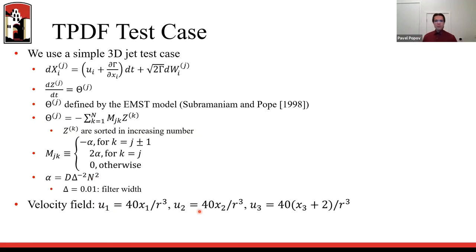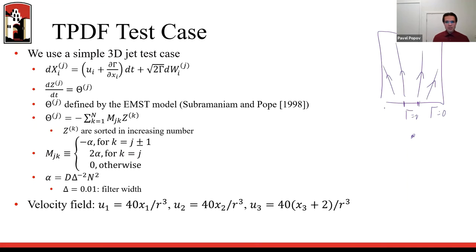Okay, the velocity field is going to be a simple point source. So basically, my domain is going to look like this, and I have a point source whose origin is outside of the domain. So the velocity field would basically look something like this. And I have gamma equals one here and gamma equals zero here. So this velocity field basically models a simple free shear jet.